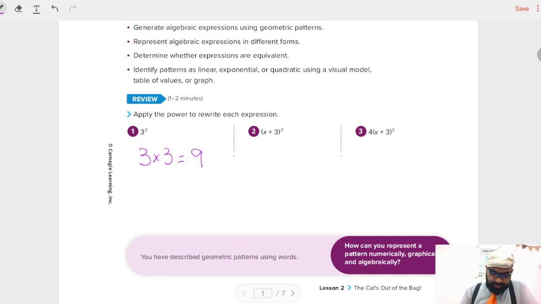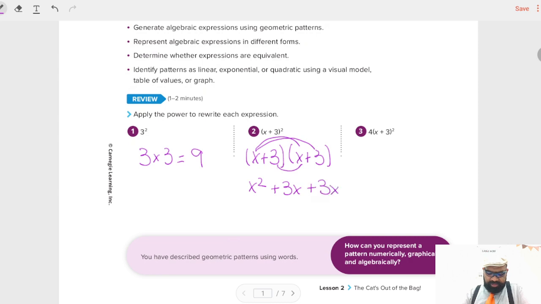x plus 3 squared, as you remember, means x plus 3 times x plus 3. Distributive property: x times x is x squared, x times 3 is 3x, another x times 3 is another 3x, and 3 times 3 is 9. Combine like terms. The like terms are those 3x, which gives x squared plus 6x plus 9. Done.